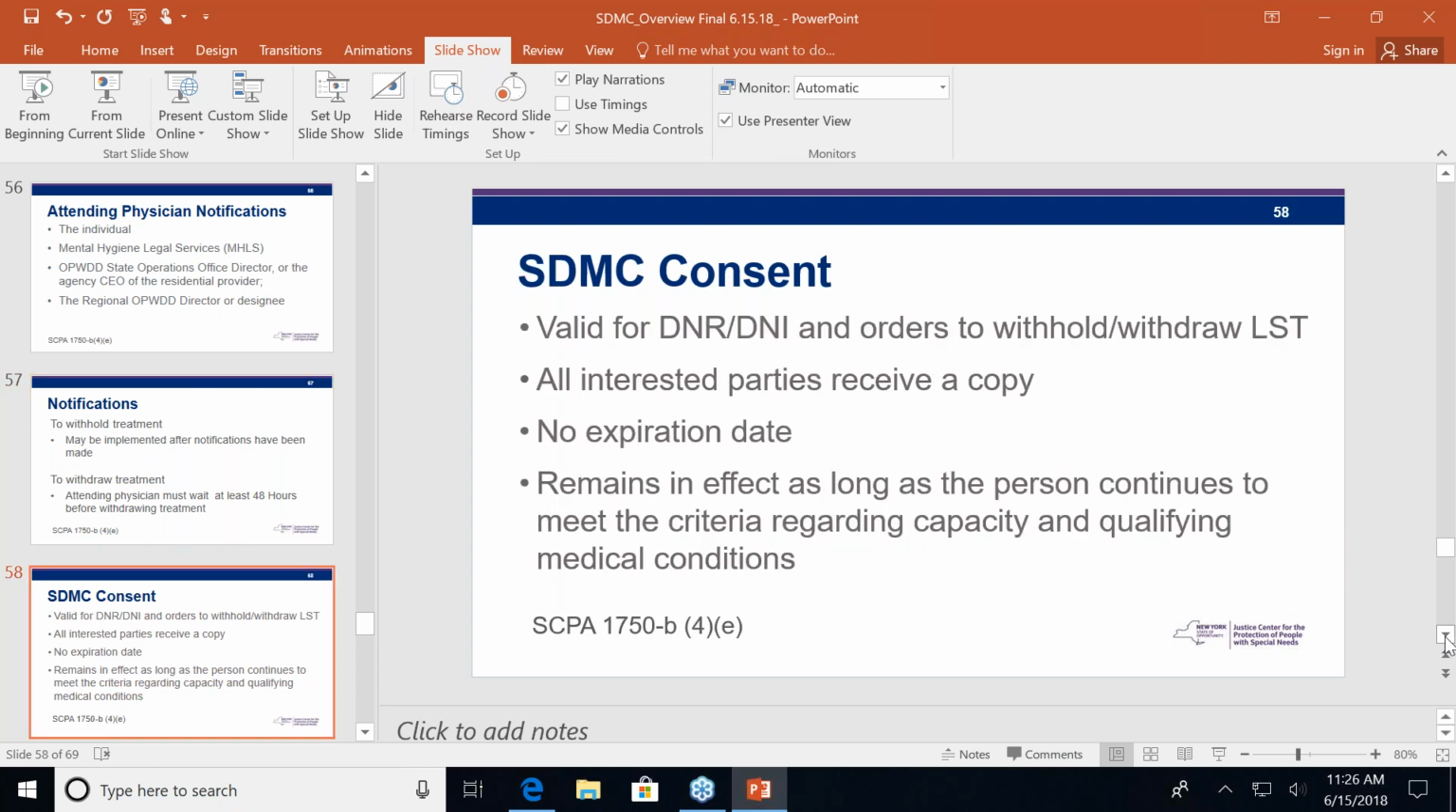So the consent is valid for DNR, DNI, orders to withhold, withdraw life-sustaining treatment, and we've had the whole range of life-sustaining treatments. We've also had comfort measures. Some of these consents are very unique and very individualized. All interested parties receive a copy, no expiration date. Again, it remains in effect as long as the person continues to qualify for the medical, meeting the capacity and medical condition.